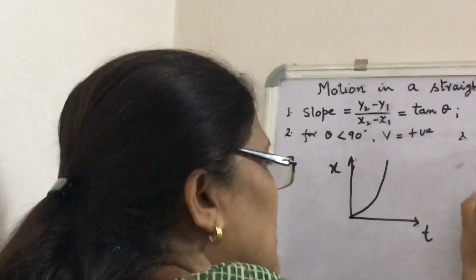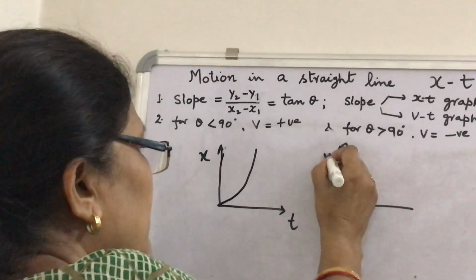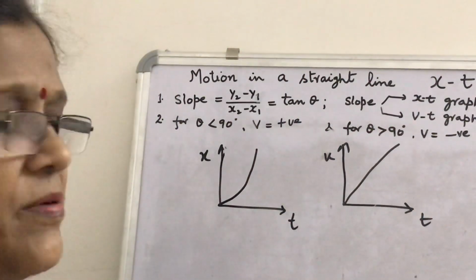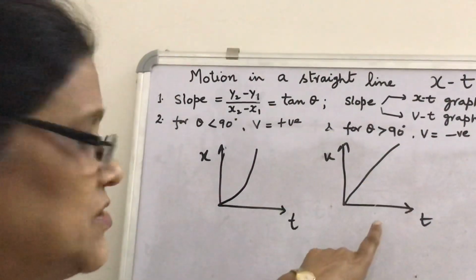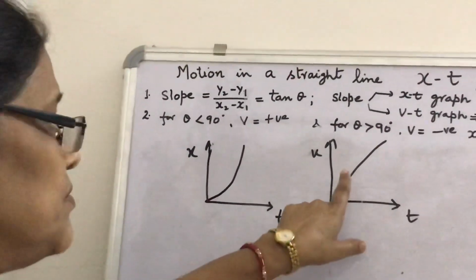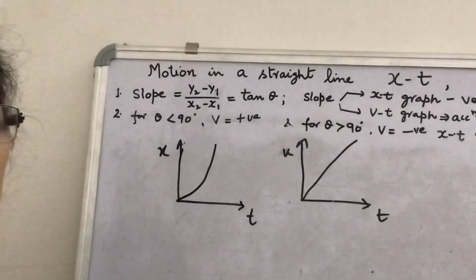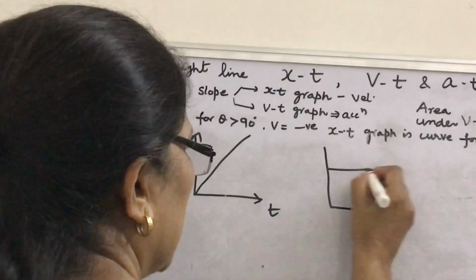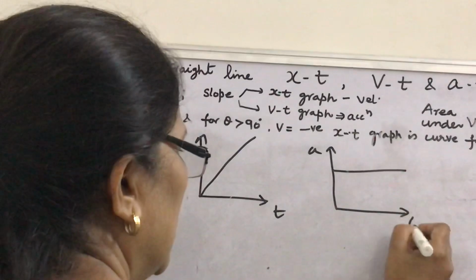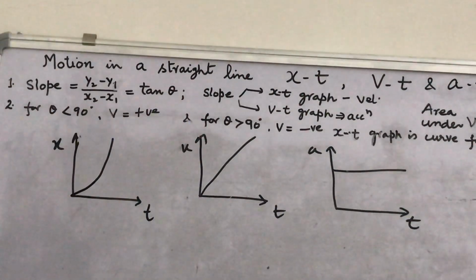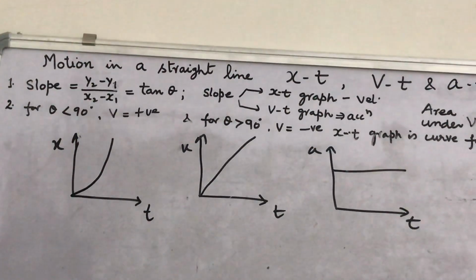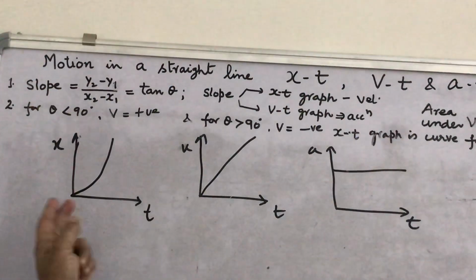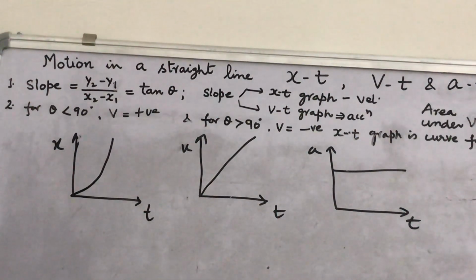What about the vt graph? This is v, this is t. Then what will be the vt graph? The slope of the vt graph is acceleration, so here it will be a positive slope. And what about the at graph? Acceleration is constant, so if you take a here and t here, then the acceleration is a constant line. So for one single question, plot the three graphs for uniformly accelerated motion: in this way, the xt, vt and at graphs.